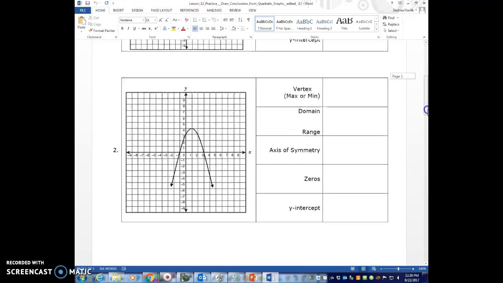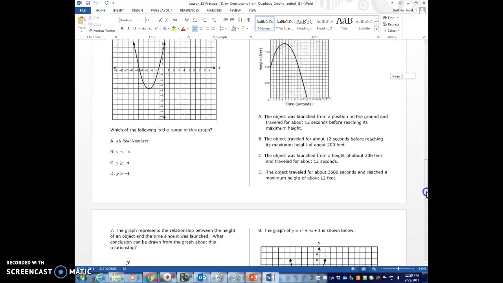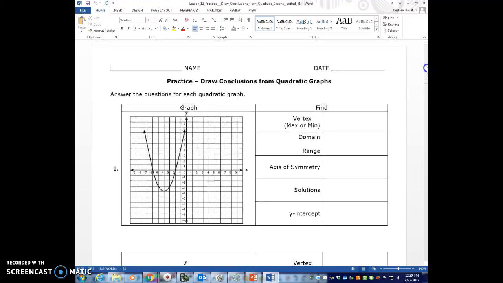After you complete these two, you will then go on to answer these multiple choice questions. When you're finished, bring it to me. I will check over it. It is due at the end of the class period. You are working on your own.